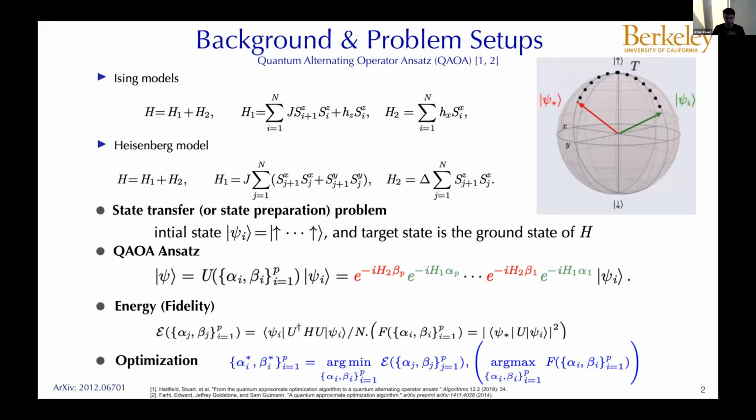Thanks. So first, it's about the background and the problem setup. And the problem we consider here is the state transfer problem, which is to go from the initial state, which is the prepared quantum state, and go to the target state, which is the ground state of the target Hamiltonian. And the ansatz we use is a QAOA ansatz. So that is one specific variational quantum ansatz that alternates between two Hamiltonians, and the two Hamiltonians come from the physics model. The physics models we consider are one, the Ising model, and another, the Heisenberg model, which is commonly used in this setting.